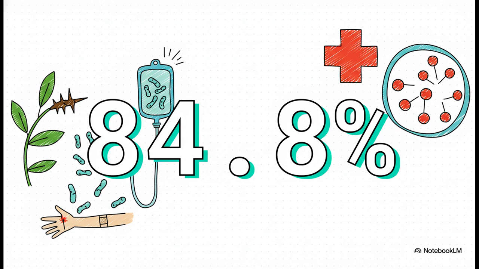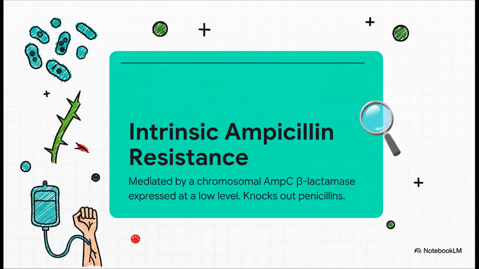And this number, wow, it's a big one. A staggering 84.8% of Pantoea agglomerans isolates are intrinsically resistant to a very common workhorse antibiotic. And that resistance is to ampicillin. This isn't something it picks up, it's a built-in, predictable feature. It's all because of a chromosomally encoded AmpC beta-lactamase.